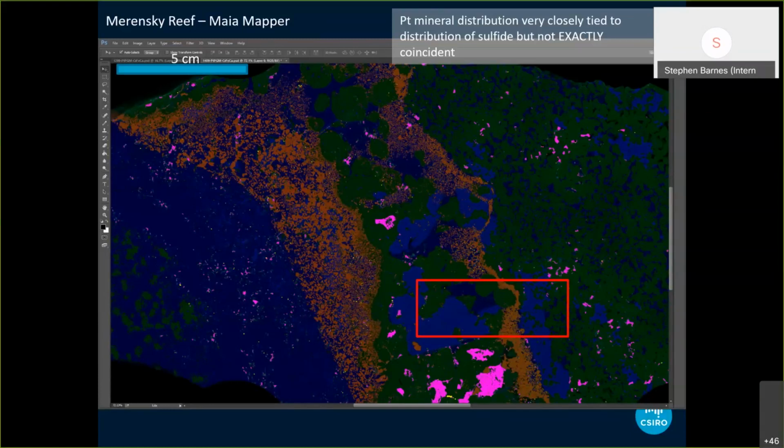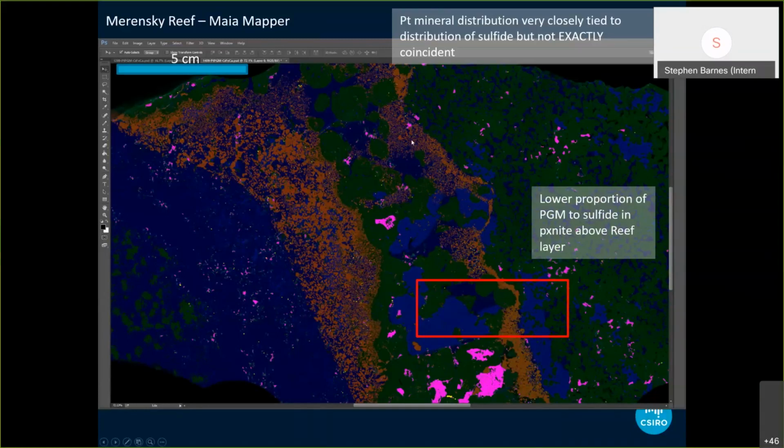It's not exactly coincident. In fact, interestingly, there's a much lower proportion of platinum group metals to sulfide in the pyroxenite above the reef. So as soon as you go above that upper chromite, this sulfide actually is much lower in platinum group metals than this sulfide down here. And that's got some really interesting implications as well for the origin of the ore body. And then finally, this point, the platinum group metals and the sulfide percolating into this mushy floor underneath the bottom chromite. Now, it's also very significant for the genetic models.